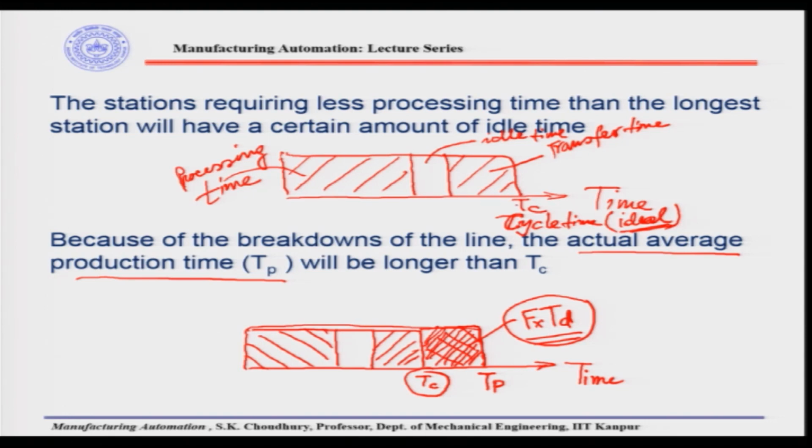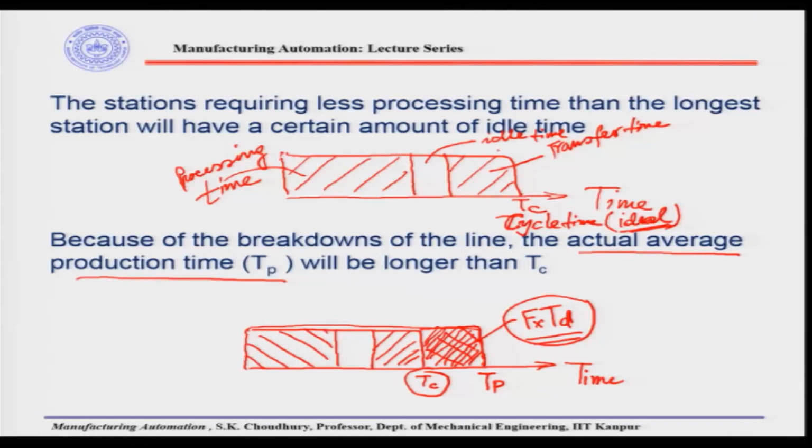Now, this TC is given for the longest workstation, as I said. That means, for the station which needs the longest time for processing, either assembling or processing. Therefore, those machines which take less time than the longest processing machine will have some sort of idle time. That means they have to wait for the longest workstation to complete the job and then do the next operation.